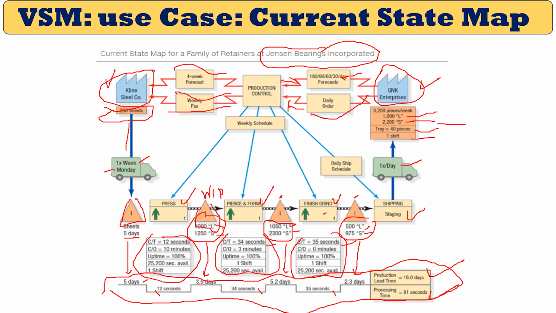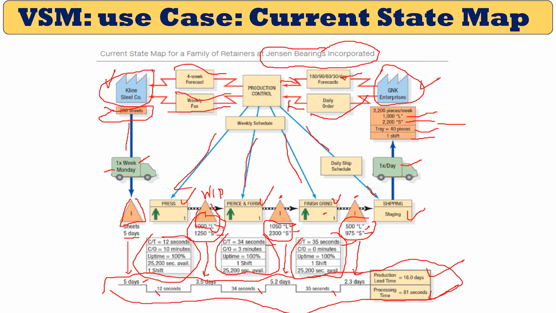But when you see those straight arrows here, it means that this information comes manually. Somebody prints out a sheet of paper that has the information and gives it to the people on the floor at this step, the pressing, the piecing, and the last one here, as well as the daily ship schedule that comes to the staging area here.